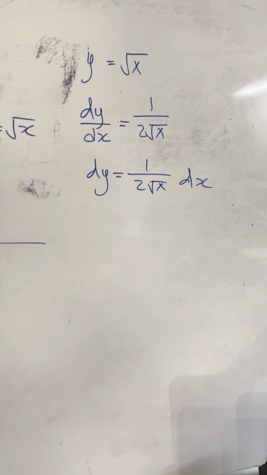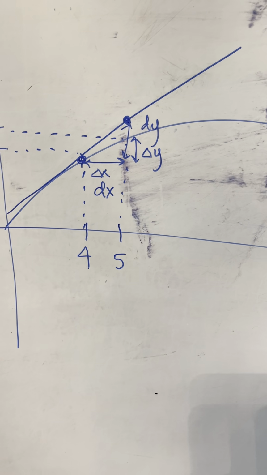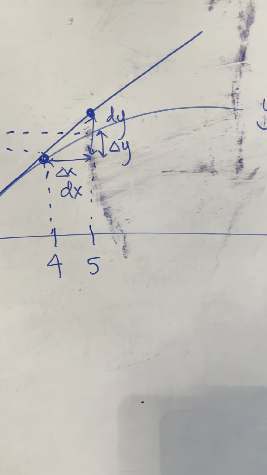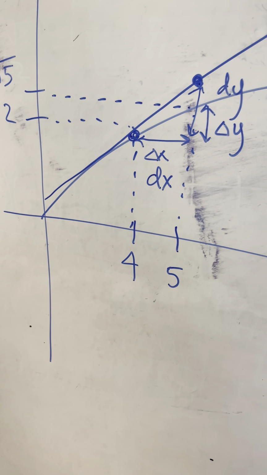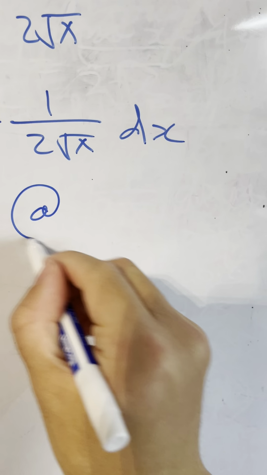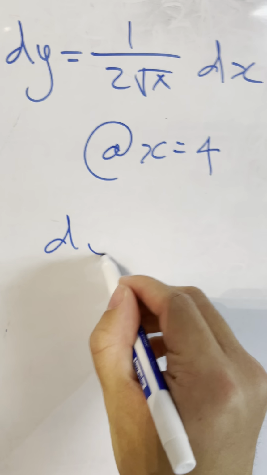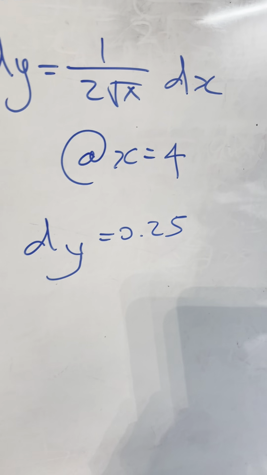If you remember Euler's method, the point of Euler's, which is basically linear approximation, was that we wanted to find some point in the future using some known value. Our known value right now is that when x is equal to 4, y is equal to 2. So let's plug that in. What do we get? dy is equal to 0.25.